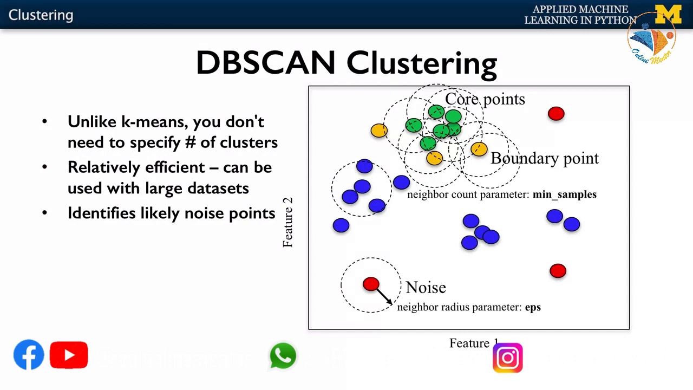DBSCAN is an acronym that stands for Density-Based Spatial Clustering of Applications with Noise. One advantage of DBSCAN is that you don't need to specify the number of clusters in advance. Another advantage is that it works well with datasets that have more complex cluster shapes. It can also find points that are outliers that shouldn't reasonably be assigned to any cluster. DBSCAN is relatively efficient and can be used for large datasets.